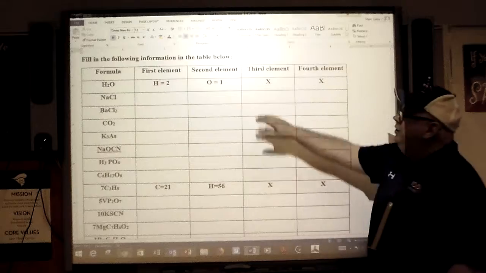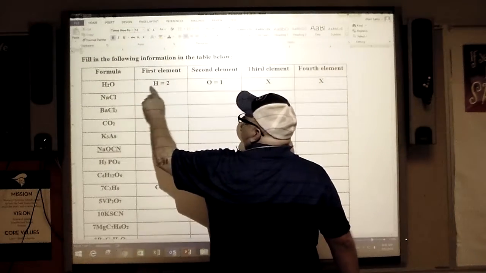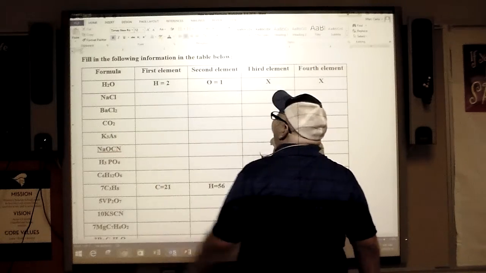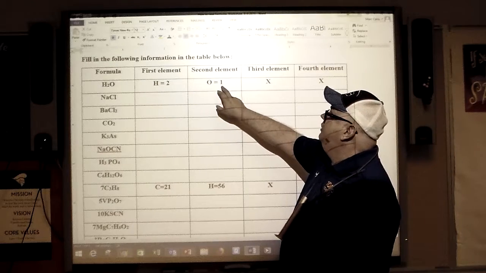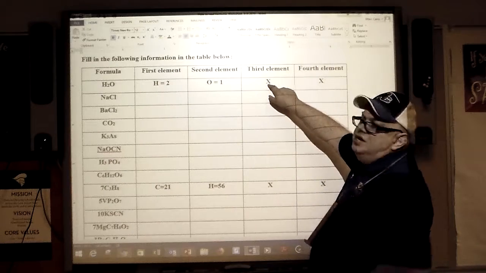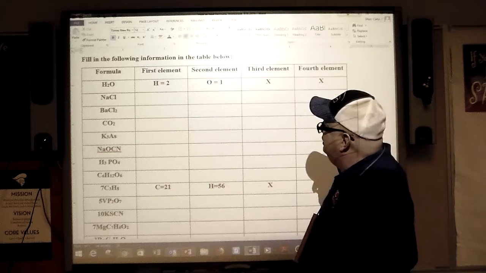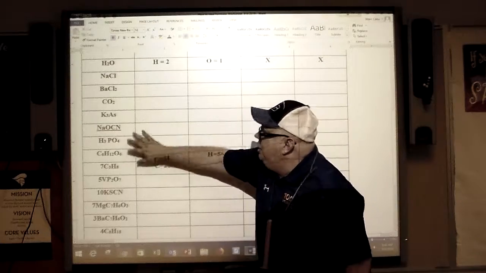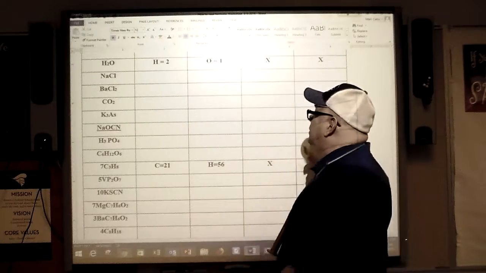So with that, when you fill in the following table below, here's an example formula, H2O. The first element is, in order, hydrogen, and you have 2 hydrogens. The second element, you have only 1 oxygen. Third element, there's an X because there's nothing. Fourth element, there's an X because there's absolutely nothing. So that's for the first part here. All these different formulas do exist in real life.